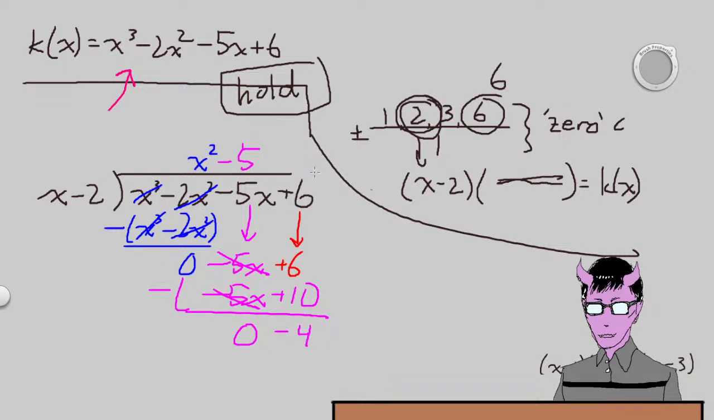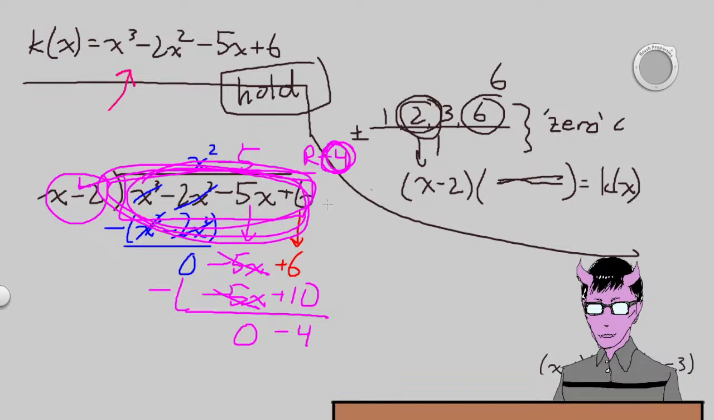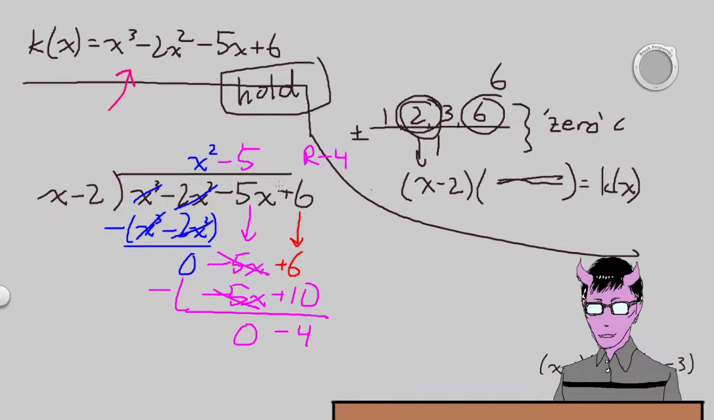Is that a 0? Nope. It's remainder -4. And because it's not a remainder of 0, we can therefore conclude that x minus 2 is not a factor of k of x, because it failed to divide evenly, perfectly into this k of x right there. So again, if something truly is a factor, after we execute division, we're supposed to get remainder 0. Since we did not get remainder 0, therefore, this is not a factor.